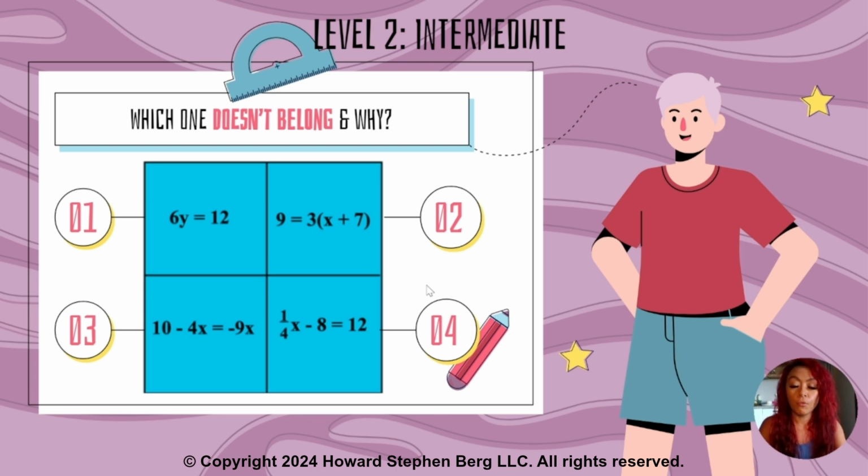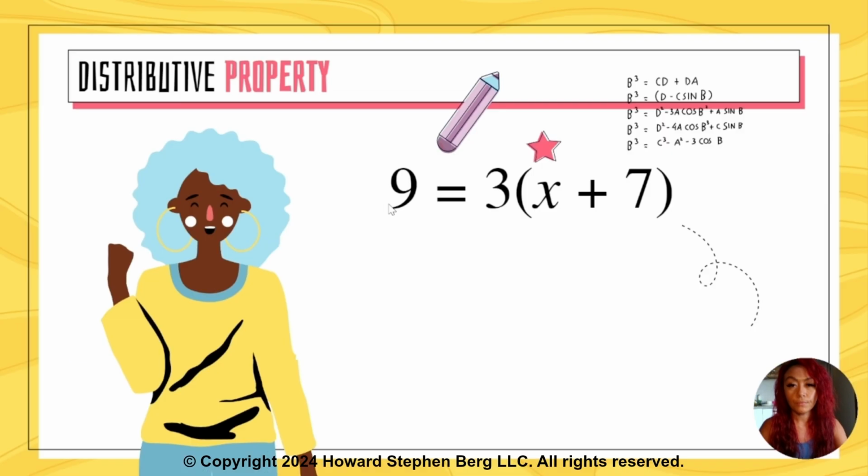We're going to go through several of these options together just to discover how we can solve equations in different cases. Let's look at the first one. This is an example of an equation that uses the distributive property.